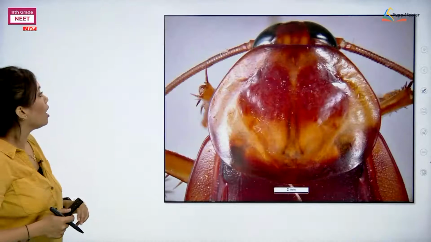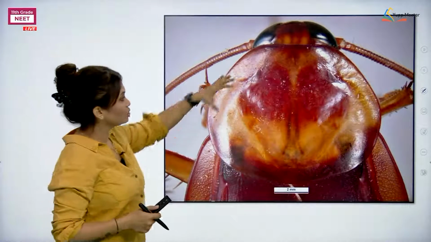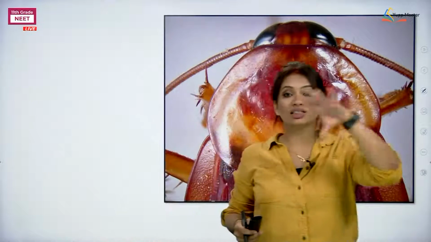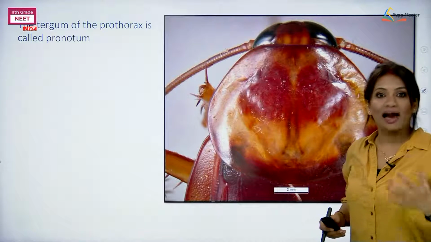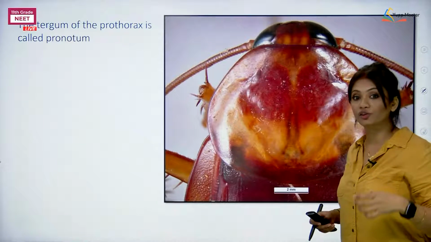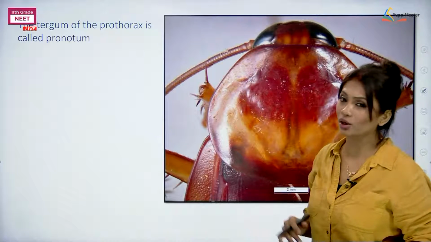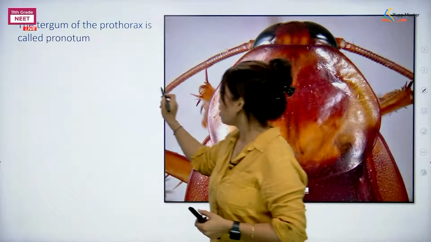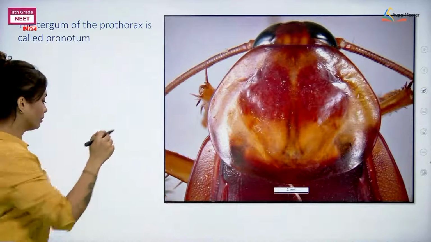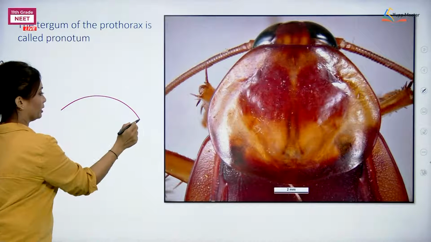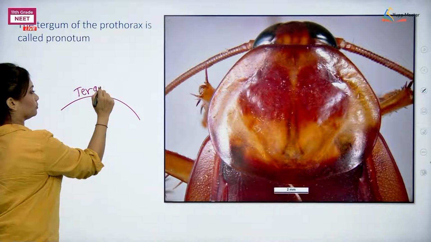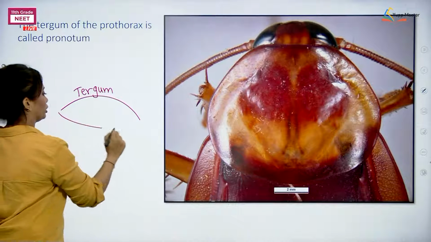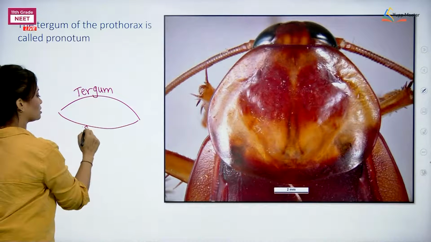Now look at this region here. This looks like one big shield on top of the thorax region. This is the largest part, and that is the tergum of the prothorax. Why am I calling it tergum? Remember, if you're talking about the top region, it is called the tergum. On the bottom region, you'll call it the sternum.